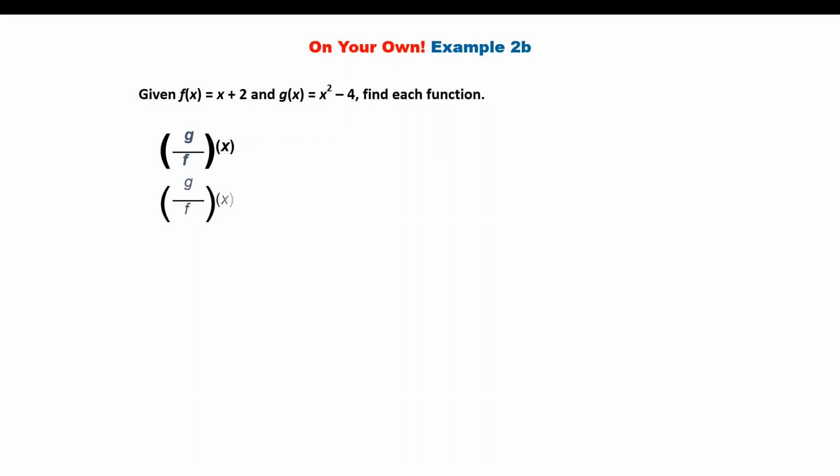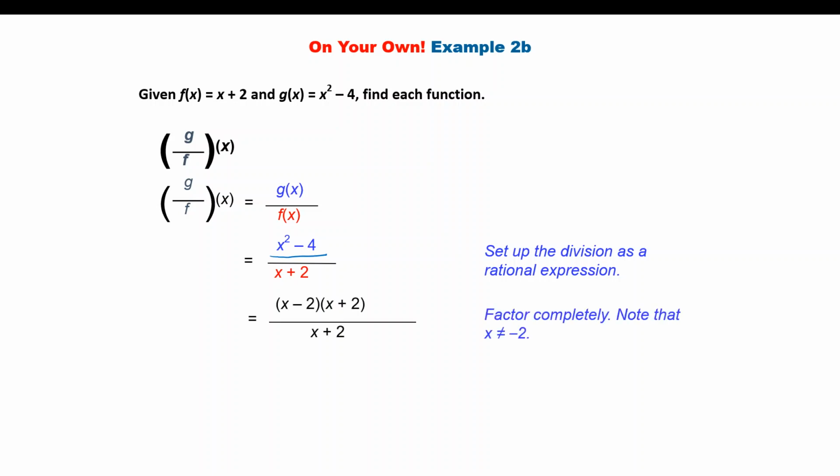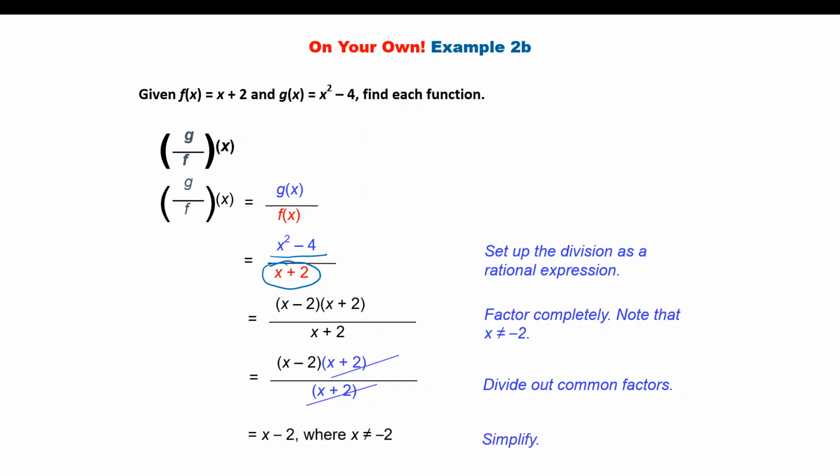Okay, once again, you should have just realized that that's the same as g of x divided by f of x. So we're going to set up the division as a rational expression. Remember, factor first, and I notice x squared minus 4 is the difference of two perfect squares. So x plus 2, x minus 2, all over x plus 2. And let's make sure we realize that x is not going to be able to equal negative 2. Otherwise, it'll be undefined because I'll have a 0 in the denominator. All right, so I'm going to divide out my common factors, and my final answer is just simply x minus 2, where x cannot equal negative 2.